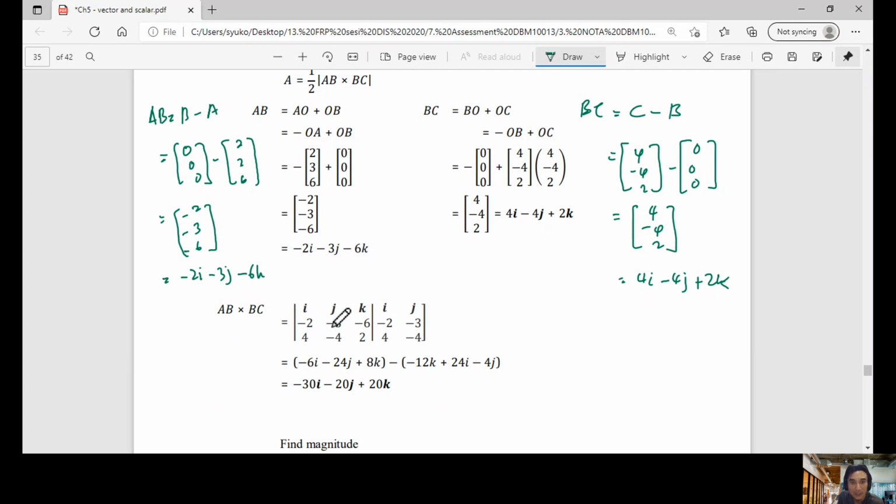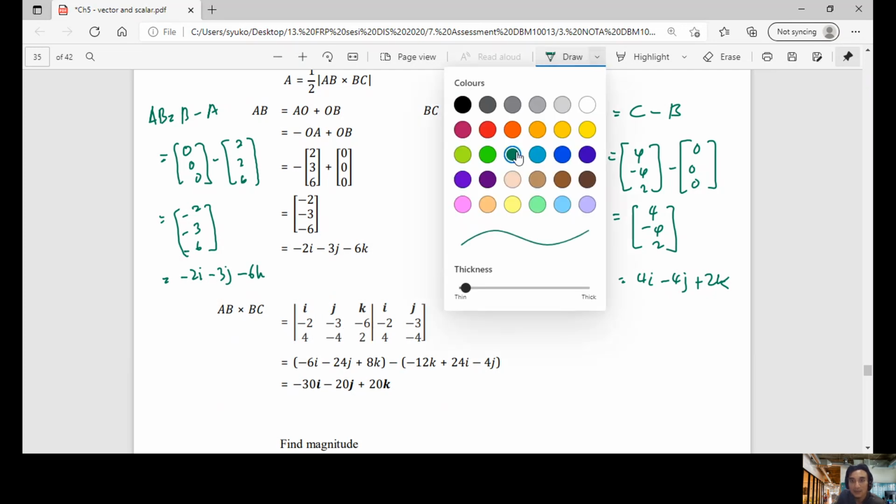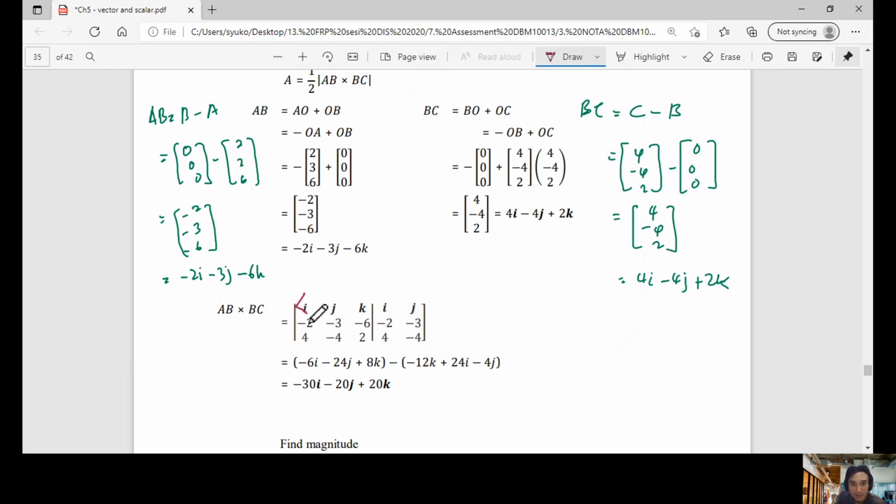Okay, so negative 2, negative 3, and negative 6. And then for the vector BC, 4, negative 4, and 2. And then we just add 2 columns after the matrix. And then we just apply the method to find the value of the cross product by using this method, or you can use another method, which is we just apply the determinant.